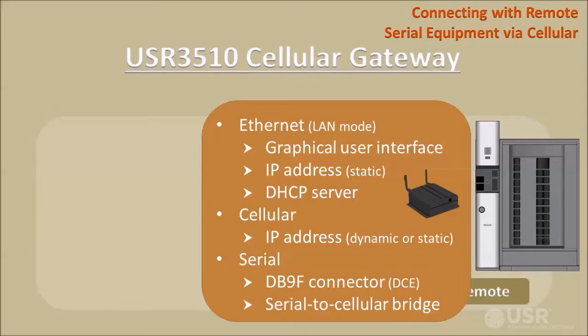The gateway also has a cellular radio to connect to cellular data networks. The gateway must be provisioned with either a dynamic IP address to make mobile-originated cellular connections, or with a static IP address to receive mobile-terminated cellular connections. And the gateway has a serial port that is a DCE presented on a DB9 female connector. And the gateway must be configured to bridge its serial interface to its cellular interface.